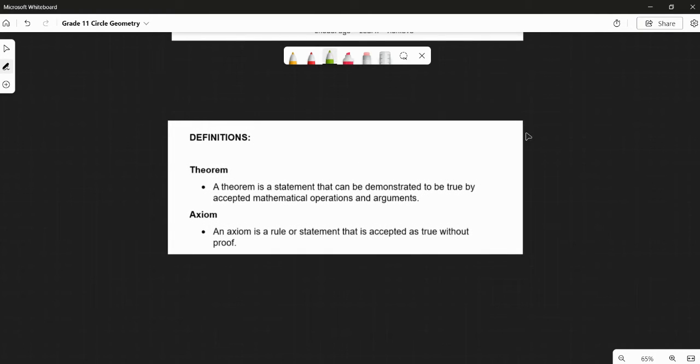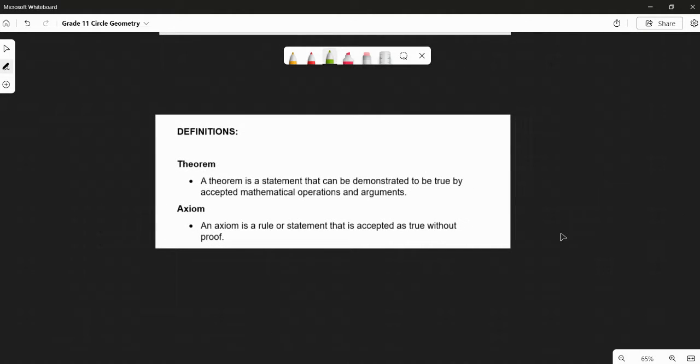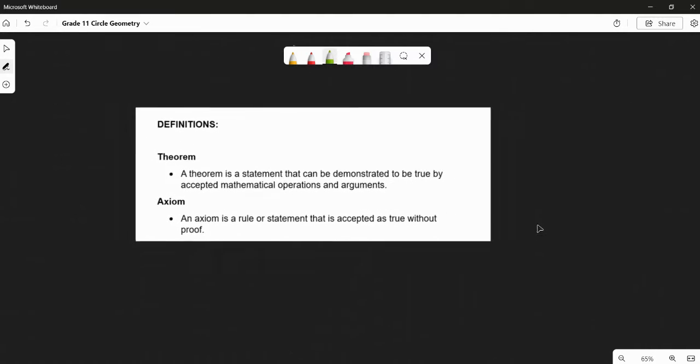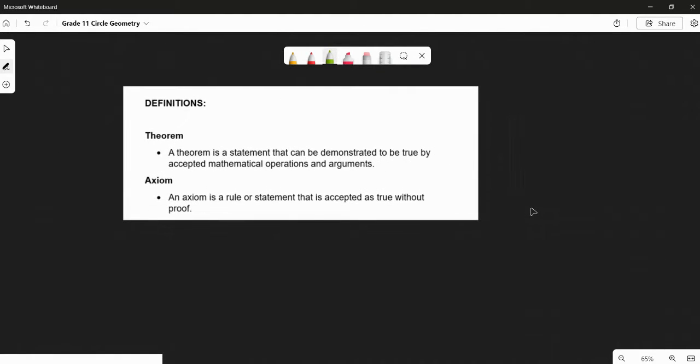So what is a theorem? A theorem is a statement that can be demonstrated to be true by accepted mathematical operations and arguments. We'll look into that as we prove the first theorem that we'll be doing today. So an axiom. What is an axiom? An axiom is a rule or statement that is accepted as true without proof. We can state a few examples from this.